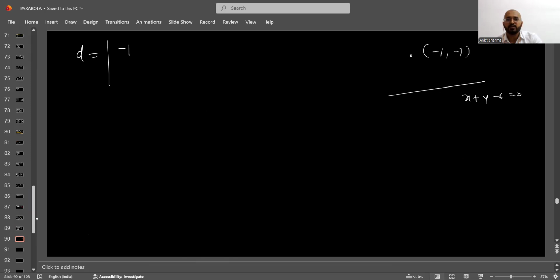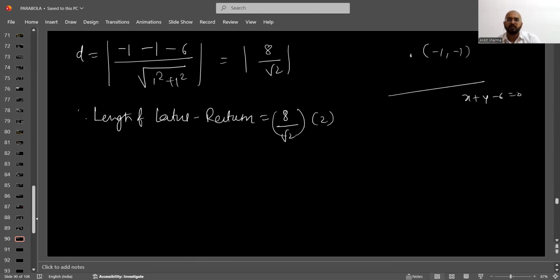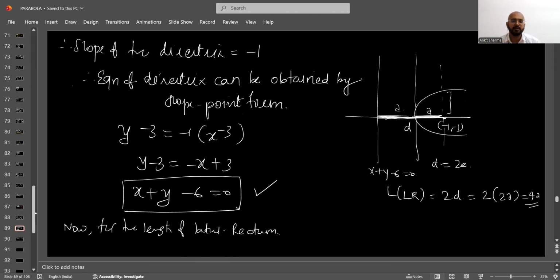So d will be minus 1 minus 6 over square root of 1 square plus 1 square. So this is my distance. This turns out to be 8 over root 2. Therefore, the length of latus rectum would be 8 over root 2 multiplied by 2. Okay, it's just double. So it's going to be 16 over root 2, or you could say 8 root 2. So we found the length of latus rectum by using this property simply.